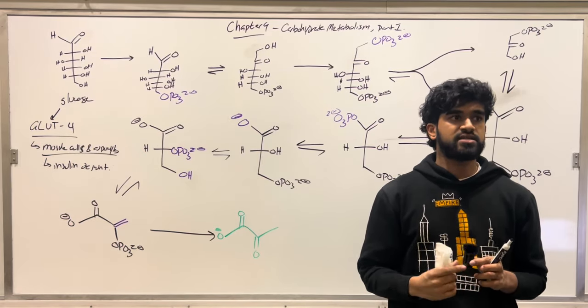F26BP, fructose 2,6-bisphosphate, is a very, very heavy activator of glycolysis. So, PFK2 is activated by insulin, like we said, right? F26BP is the product. It upregulates PFK1. If it's activated by insulin, it's inhibited by glucagon. Fructose 2,6-bisphosphate allows for upregulation of PFK1 even when there's a lot of ATP in the cell. Even when there's a lot of ATP trying to inhibit PFK1, the activation by fructose 2,6-bisphosphate overrides that.